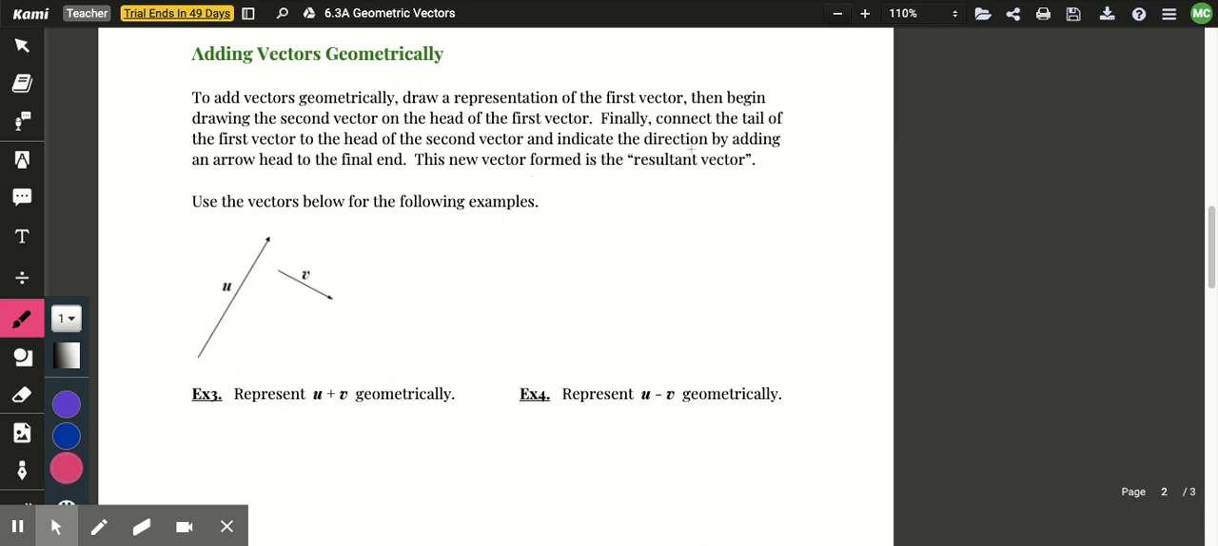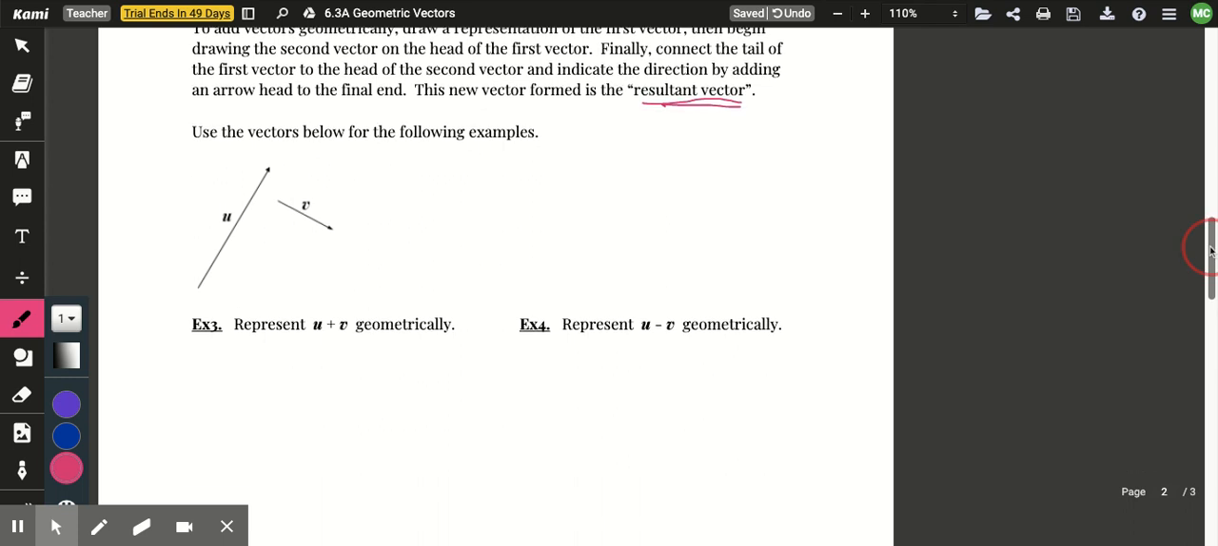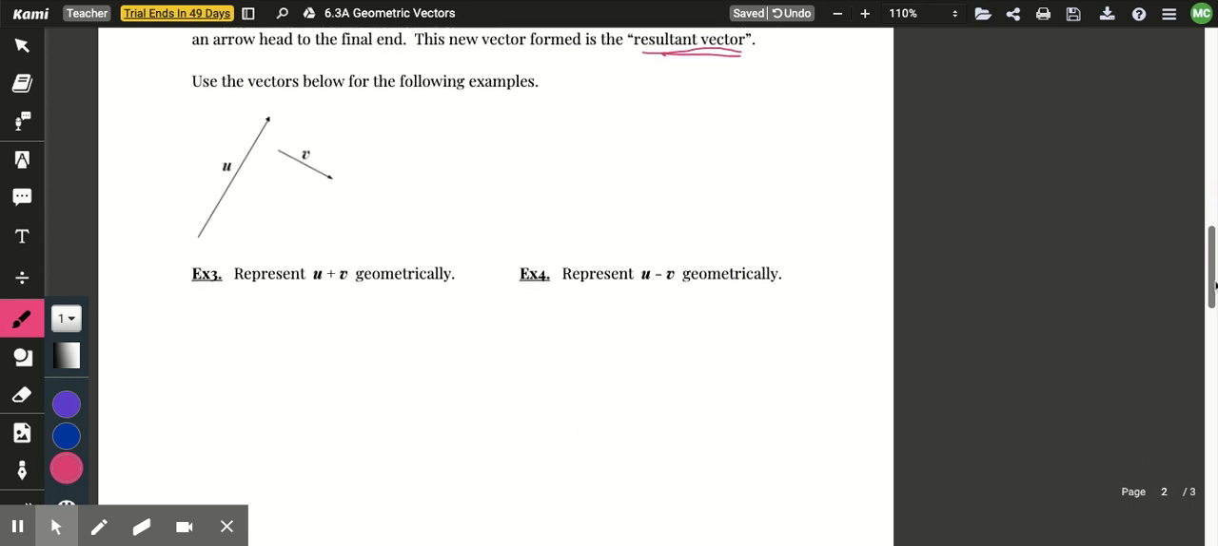Okay, the new vector is called the resultant vector. So the resultant vector is what happens when you have an operation with vectors. So for this one, we have two vectors that we're going to use here. One is called u and one is called v. And we're going to be performing these operations using these vectors here.